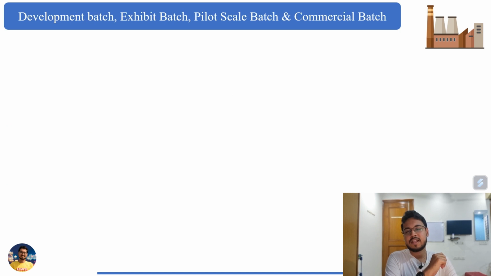Now in this slide we'll discuss what is development batch, exhibit batch, pilot scale batch and commercial batch. So first understand what is a batch, then we'll go into these topics. So again, take some real life example. Suppose there is a family function that is going to happen in your home, and there are around 10 or 11 people who will come to your family for that function.